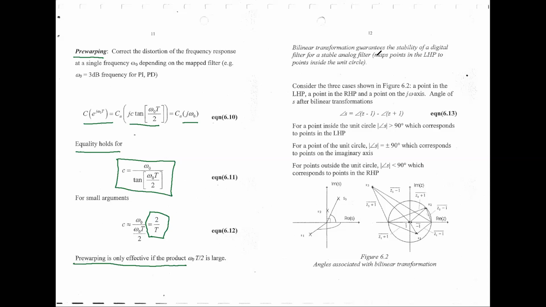Now, the bilinear transformation guarantees stability of a digital filter for a stable analog filter. It maps points in the left-hand plane to points inside the unit circle. So it guarantees stability; except for the frequency warping part, stability is guaranteed. So consider the three cases shown in figure 6.2: a point in the left-hand plane, a point in the right-hand plane, and a point on the j omega axis.